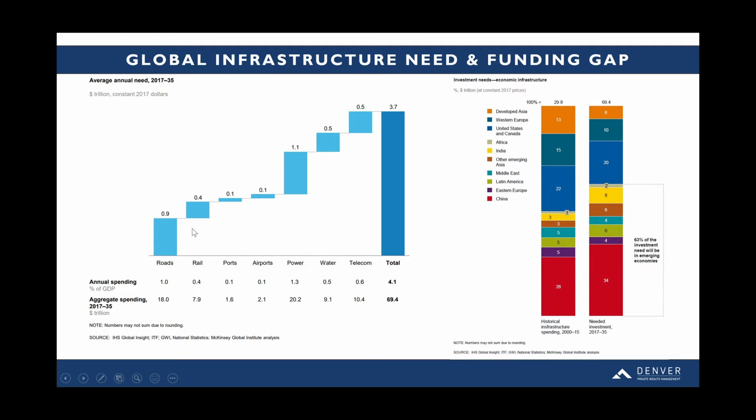Just under $1 trillion will need to go into our roads, highway systems, railroads, seaports, airports, power, water, and telecom. We can look at this just in the U.S. and see cracks on your local roads and highways, and airports that are starting to fall apart.